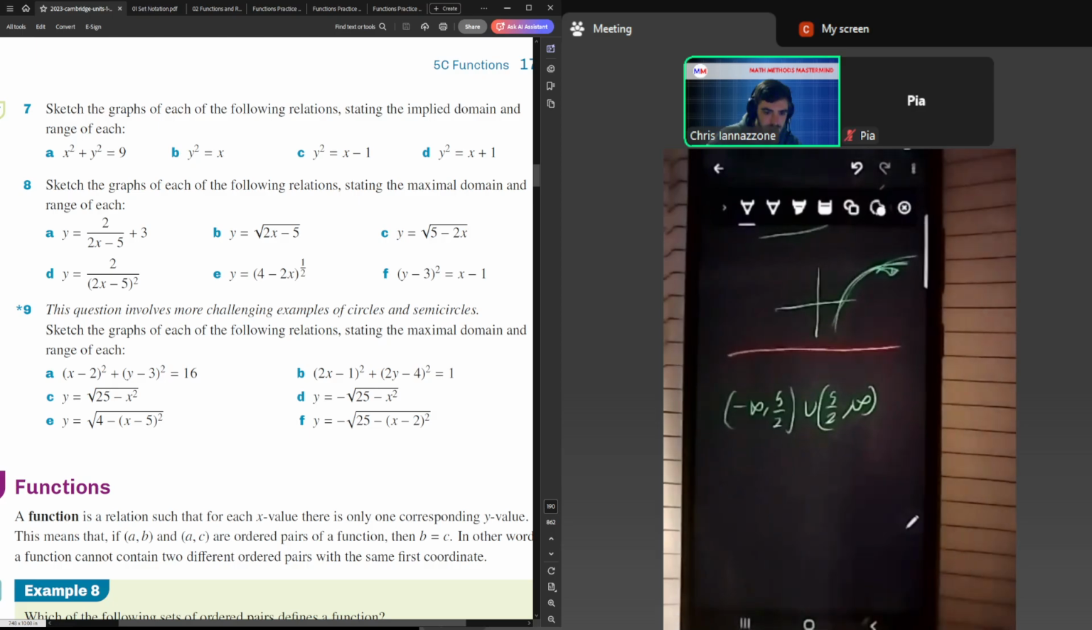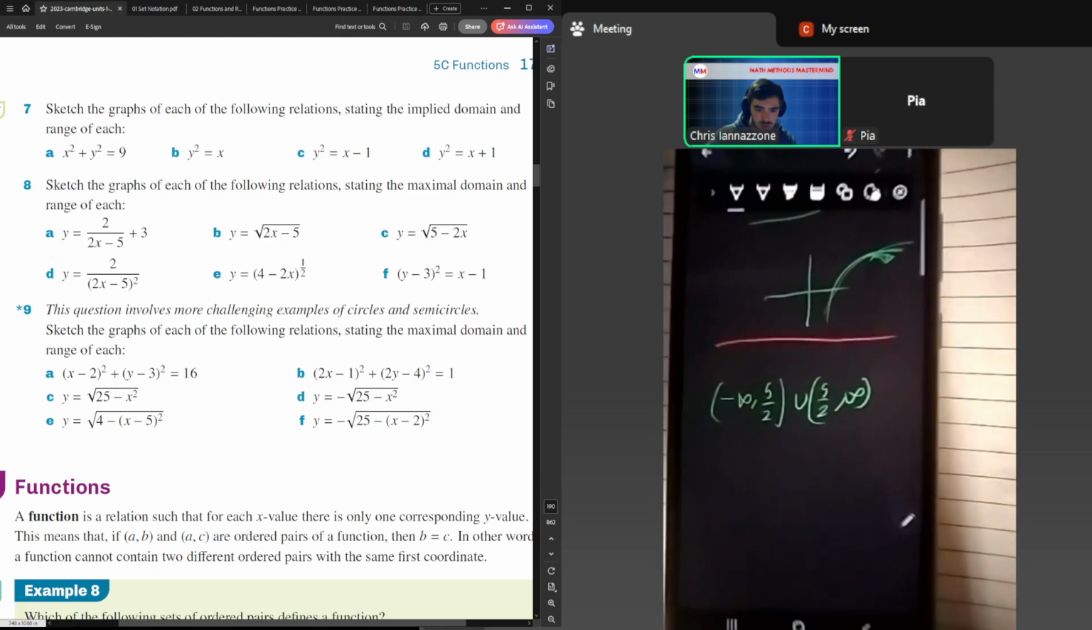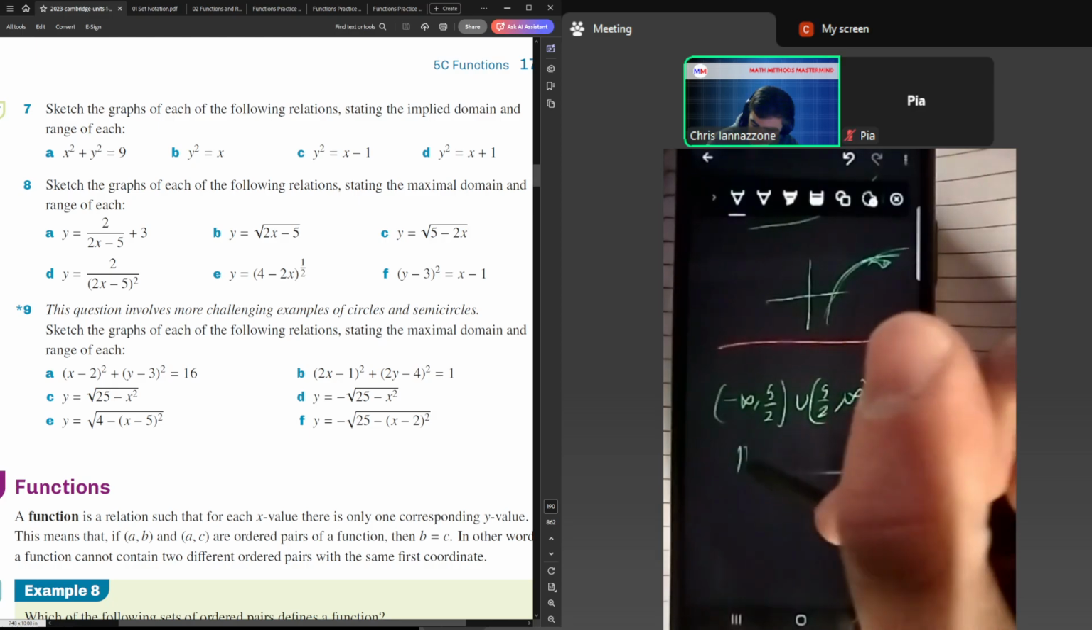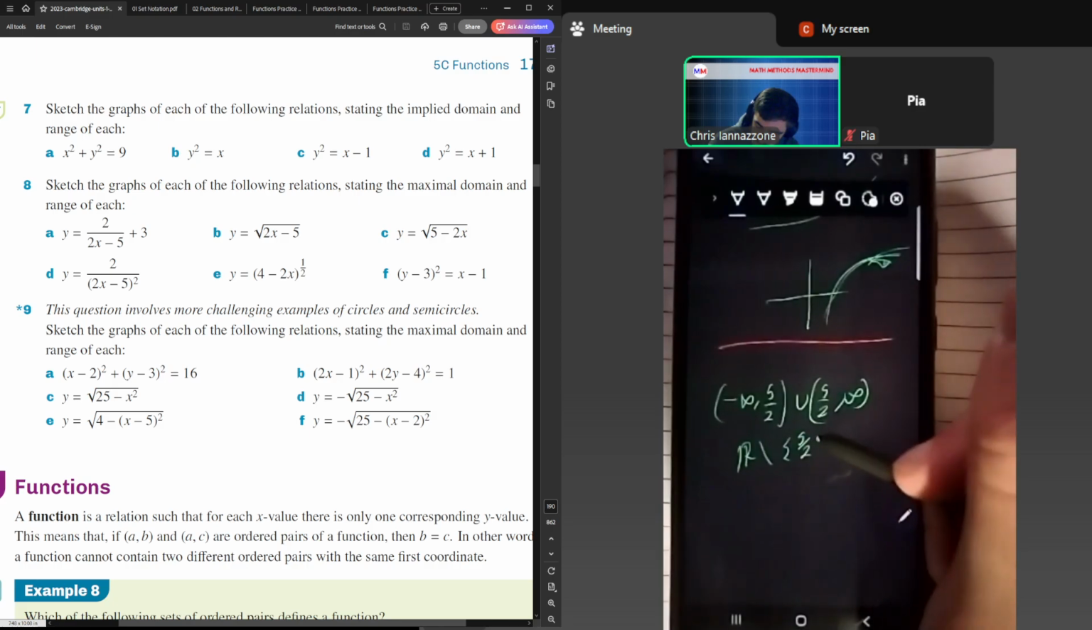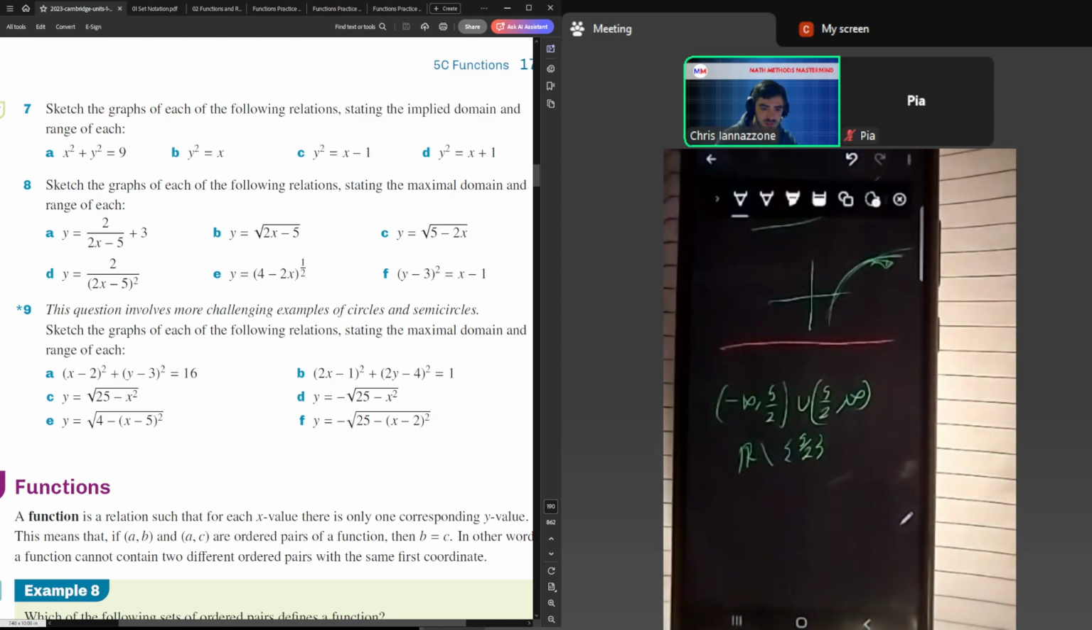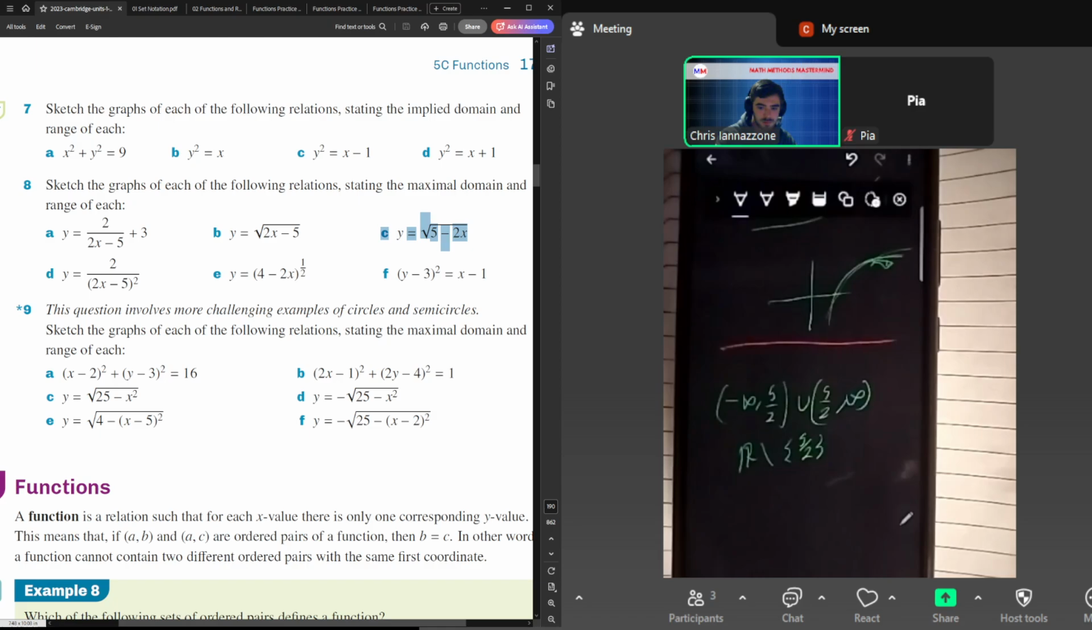That's using the interval and union. Otherwise, you've also got the possibility of saying all real numbers excluding 5 on 2, and you can use those squiggle brackets. It's a shorter shorthand of doing that, but both are perfectly accurate. We'll do one of the square roots, so let's just say b. Actually, b is basically a cut and copy. We'll do c.